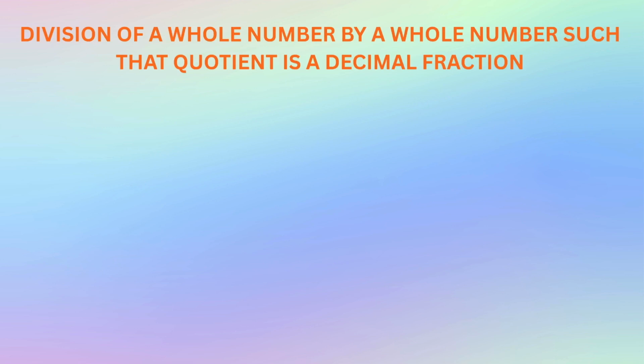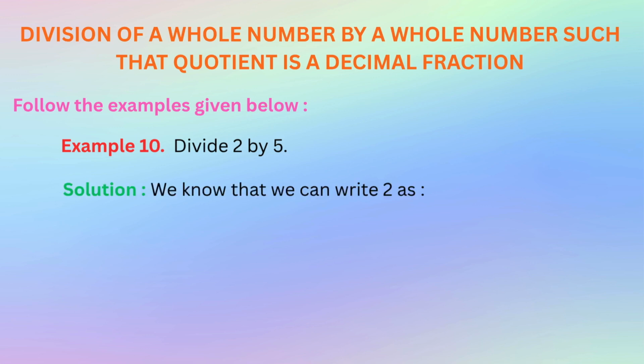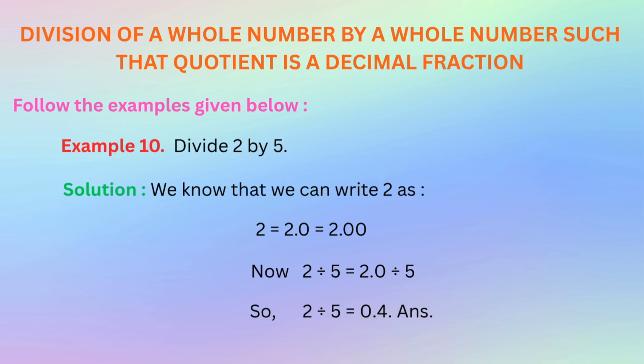Division of a whole number by a whole number such that the quotient is a decimal fraction. Follow the examples given below. Example 10. Divide 2 by 5. Solution. We know that we can write 2 as 2.0 or 2.00. Now 2 divided by 5 equals 2.0 divided by 5. So, 2 divided by 5 equals 0.4.